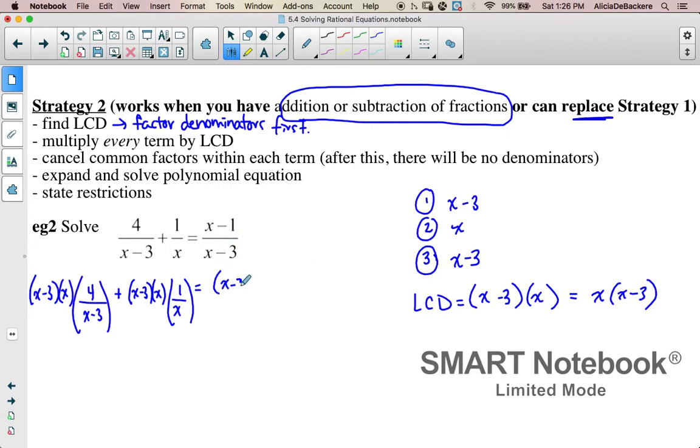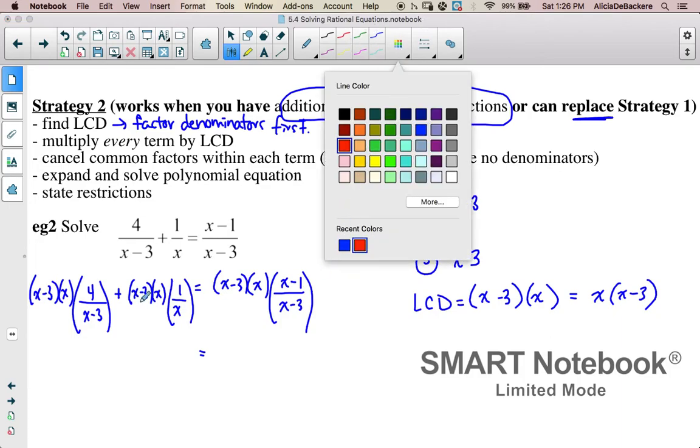But I'll just keep going because that's what I've done. And then don't forget the third term. I also need to multiply it by my lowest common denominator. And now, here's where the magic happens. Don't forget to do this. This is where we're going to start to cancel out our common factors.